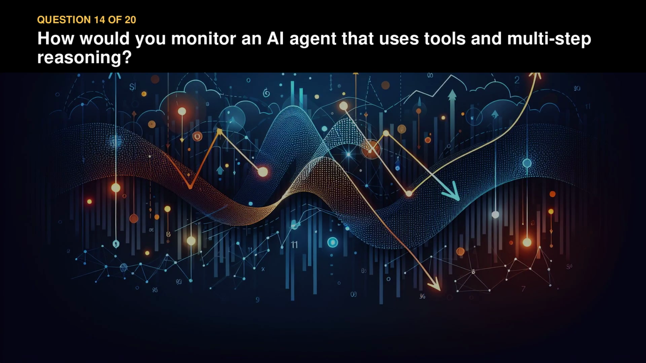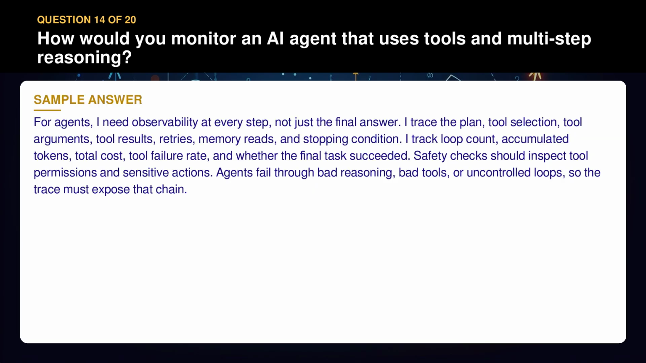Question 14. How would you monitor an AI agent that uses tools and multi-step reasoning? For agents, I need observability at every step, not just the final answer. I trace the plan, tool selection, tool arguments, tool results, retries, memory reads, and stopping condition. I track loop count, accumulated tokens, total cost, tool failure rate, and whether the final task succeeded.